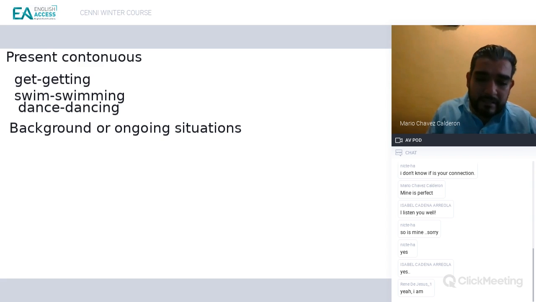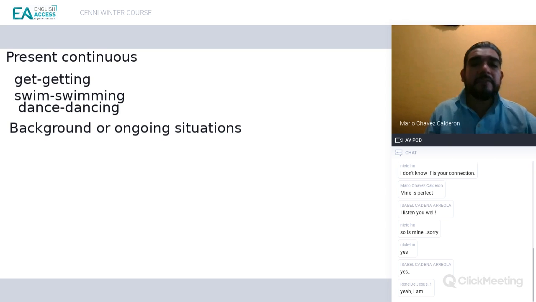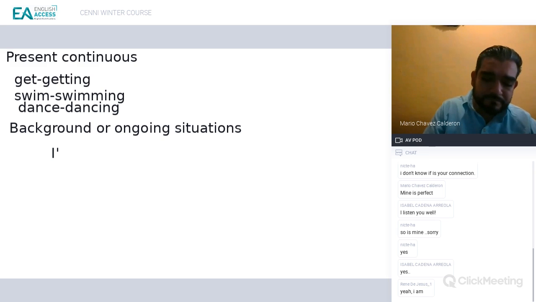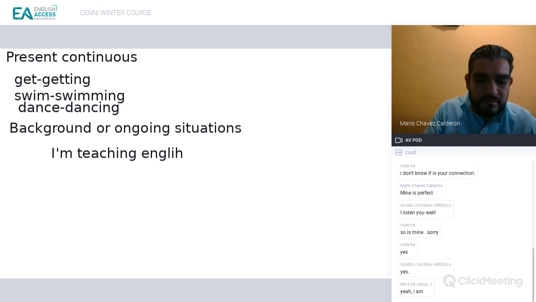If it is present, then the verb be goes in present. If it is past, then the verb be goes in past. And if it is future, the verb be goes in future. The verb be controls everything. The verb be becomes the auxiliary verb. Okay? For example, I am teaching English. This is in present. Example, sorry, is present continuous, right?